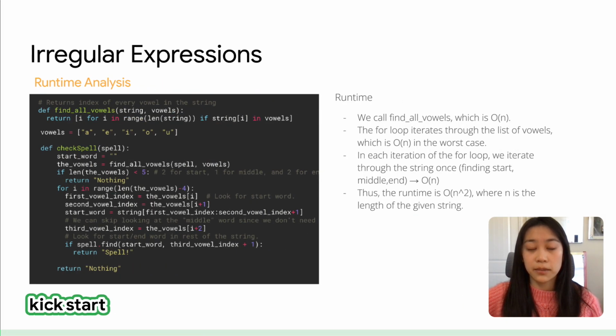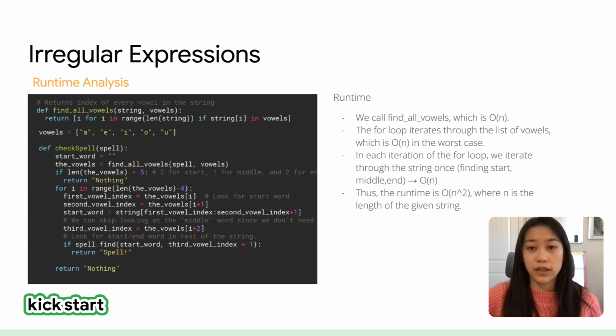Now let's look at the runtime complexity of this code. Let n be the length of the given string. We first call findAllVowels, which requires iterating through the string, which takes O of n time. After that, we have a for loop, which iterates through the list of vowels, which is also O of n in the worst case. In each iteration of the for loop, we iterate through the entire string once, when we look for the start word and check if it exists in the rest of the string after the middle vowel. Thus, the total runtime is O of n squared.